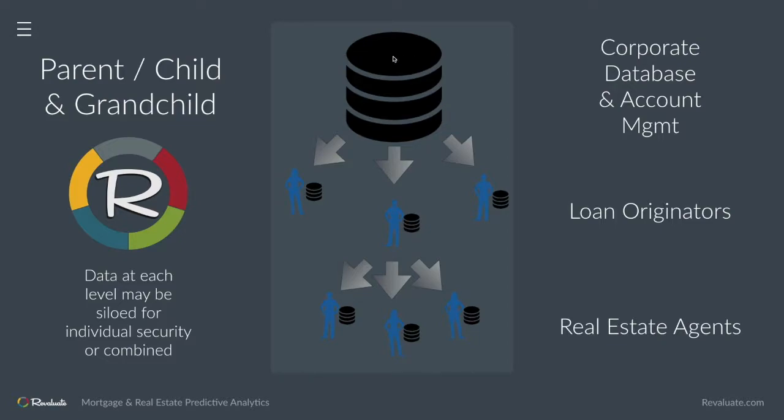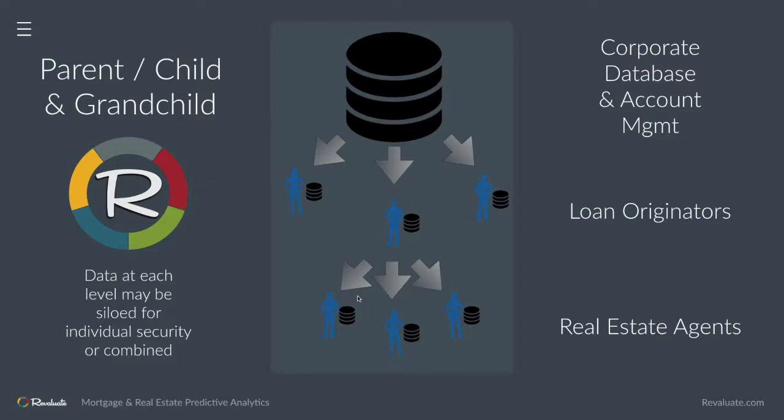So here's the mortgage company's corporate database. The loan originators have uploaded their databases to Revaluate. And in this case, the loan originator has several real estate agents that they work with, and they've gone and asked the real estate agents to upload their contacts into Revaluate in their own private, separate silos. So this is what we refer to as the parent, child, and grandchild segmentation. And this is super powerful, super valuable to our customers that are currently leveraging this.